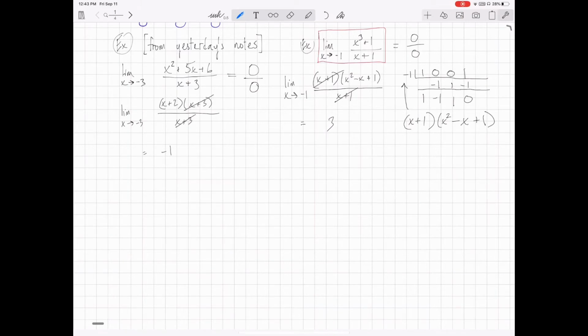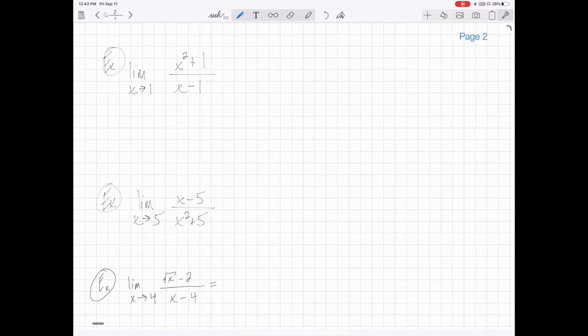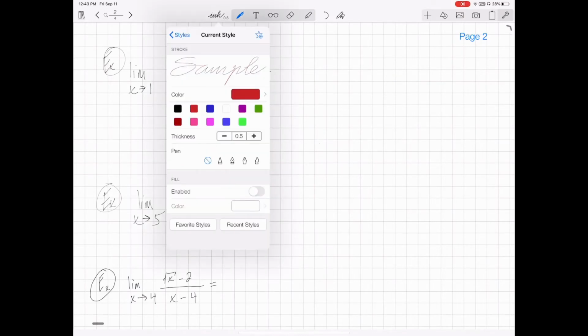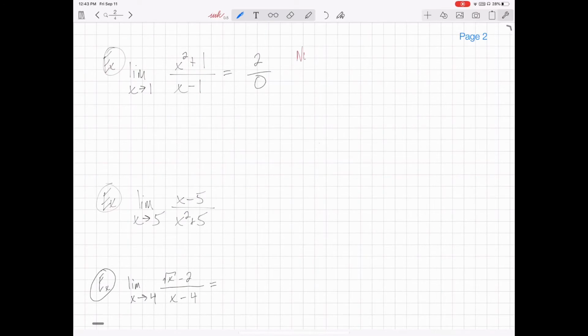Okay, so those are two types of manipulations that really are just factoring. So if we go to our next example, always plug the number in first, because if you get a number, you're done. But if we plug it in here, we would get 1 squared plus 1, which is 2, and in the denominator, we would get 0. So this one is not indeterminate.